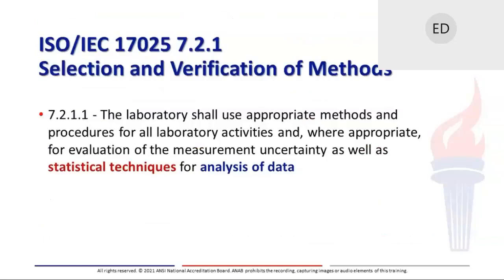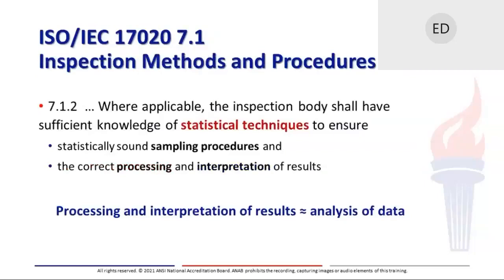For 17025, 7.2.1.1 says the lab shall use appropriate methods and procedures for all laboratory activities and, where appropriate, for evaluation of the measurement uncertainty, as well as statistical techniques for analysis of data. In addition, in 17020, there's a similar requirement in 7.1.2, where it says, where applicable, the inspection body shall have sufficient knowledge of statistical techniques to ensure statistically sound sampling procedures and the correct processing and interpretation of results.